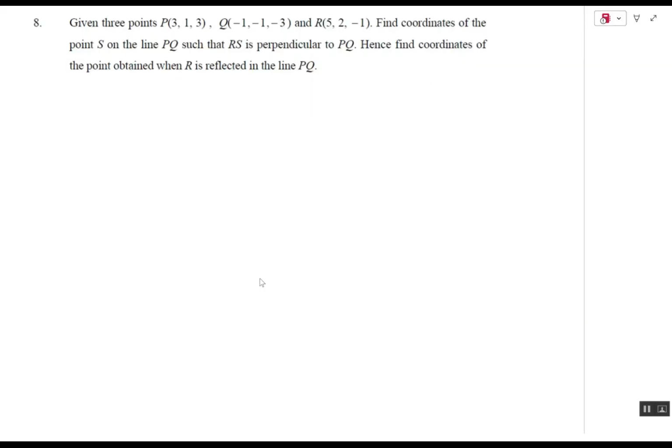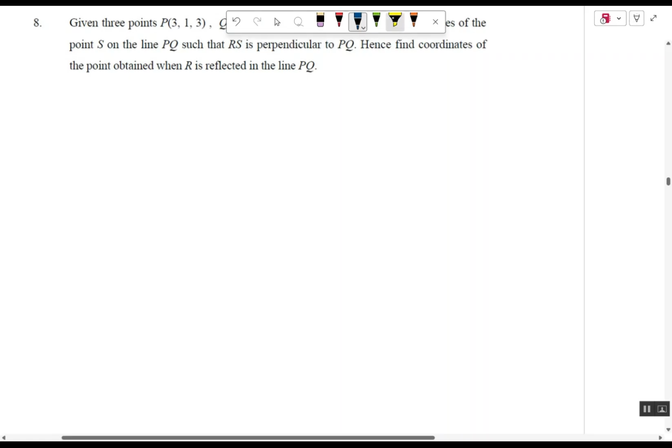Again, this question, after you dissect it, you realize it's talking about the invincible triangle. So once you can use the invincible triangle, you can do anything in vectors. Okay, there are 3 points. Find the coordinates of S, which is on PQ, such that RS is perpendicular to PQ.